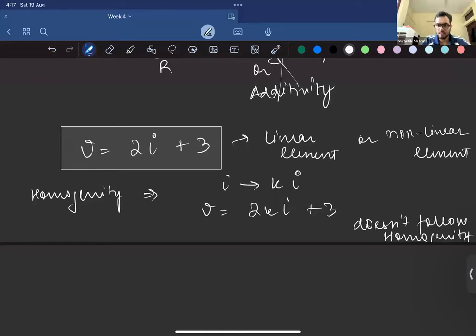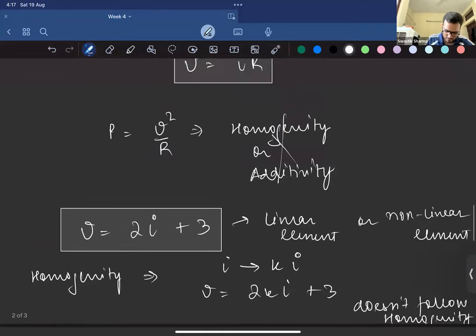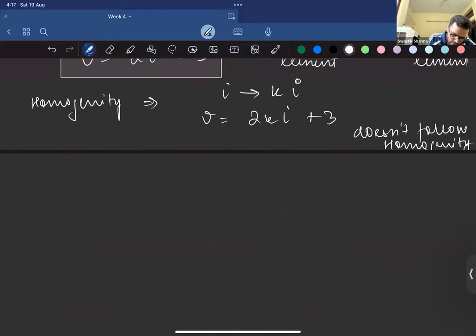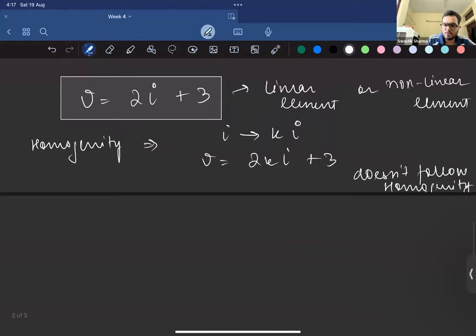So is this a linear element? No. Okay. I'm not saying this is not Ohm's law. Ohm's law is V equals IR, right? I'm saying this is a VI characteristic of a particular element, of any element. I'm not talking about which kind of element it is, whether it's an ohmic or a non-ohmic element. I am just asking you if it's a linear or a non-linear element based on the properties of homogeneity and additivity. A non-ohmic element can also have a VI characteristic, right? Diode is a non-ohmic element, right?